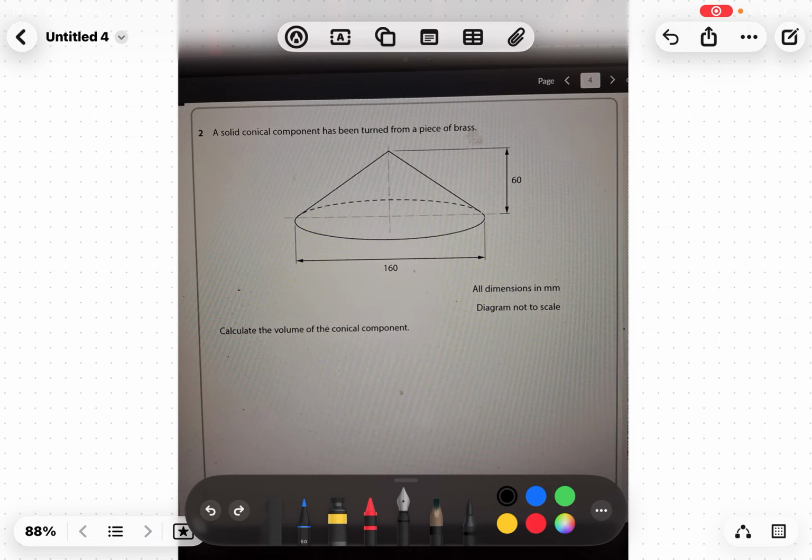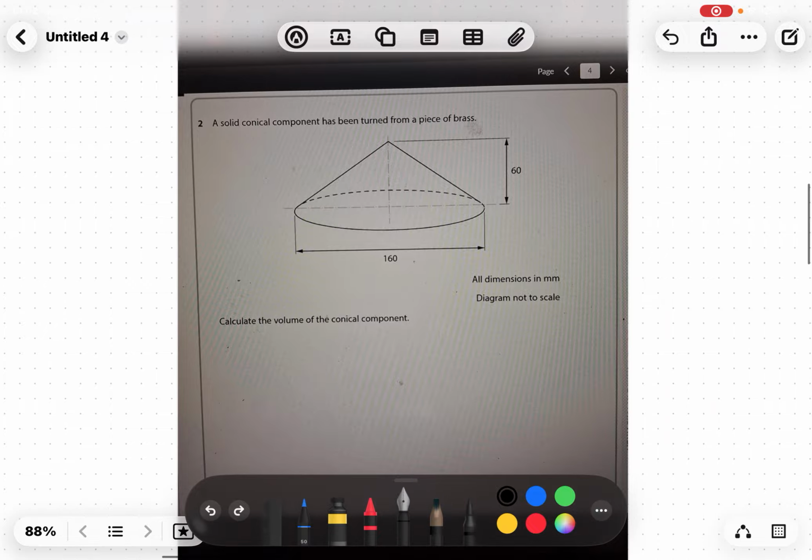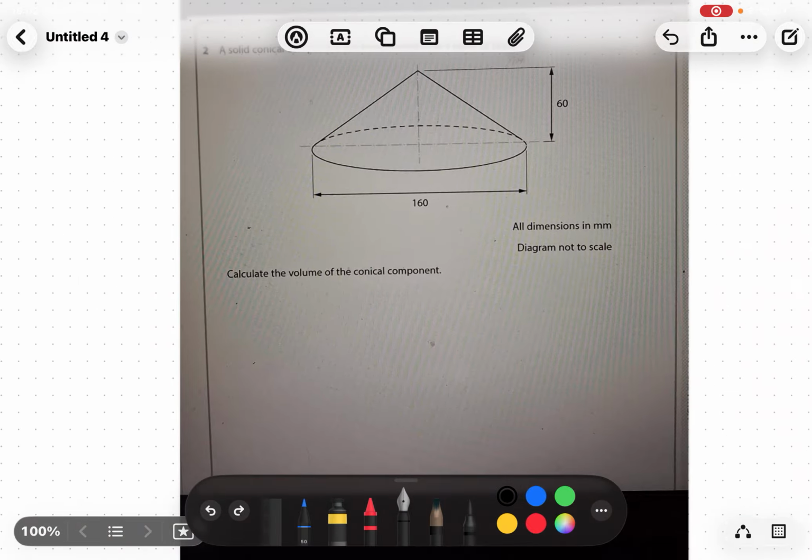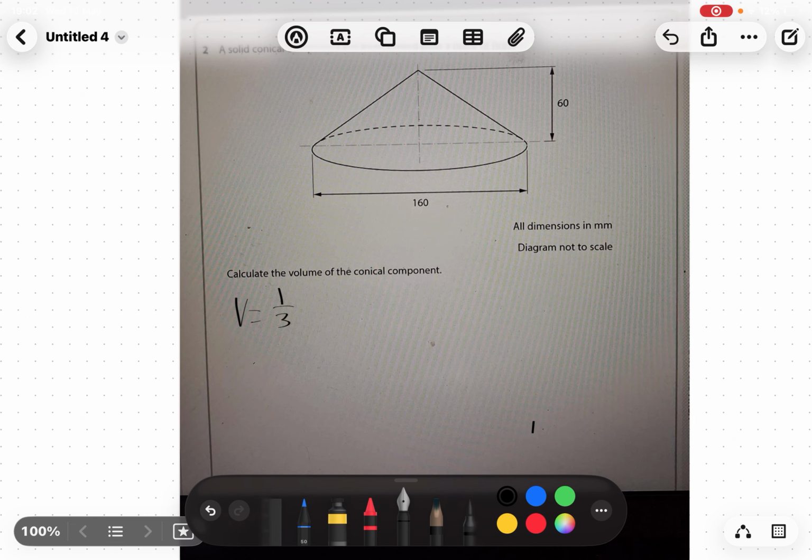So we know that this is a cone, right? The formula for calculating the volume of a cone is given in the formula sheet. The formula is V, the volume, equals 1/3 times pi times r squared times height. We have the diameter, and the r is half of it, so it's 80.